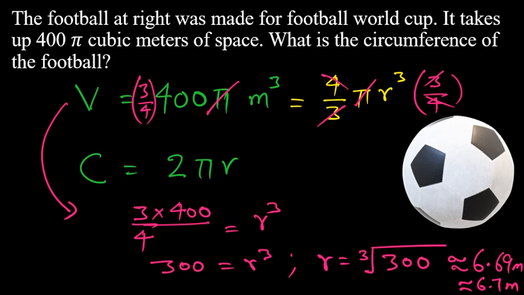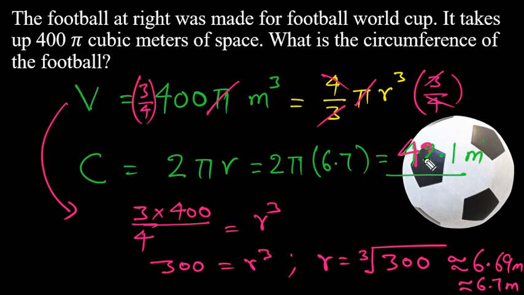Now you just have to find the circumference, so I will use the formula now. C is equal to 2 pi r, this is 6.7. Solve this and you will get your answer. So 2 multiply with pi, multiply with 6.7, and this is 42.1 meter. Yes, 42.1 meter. That is your final answer.